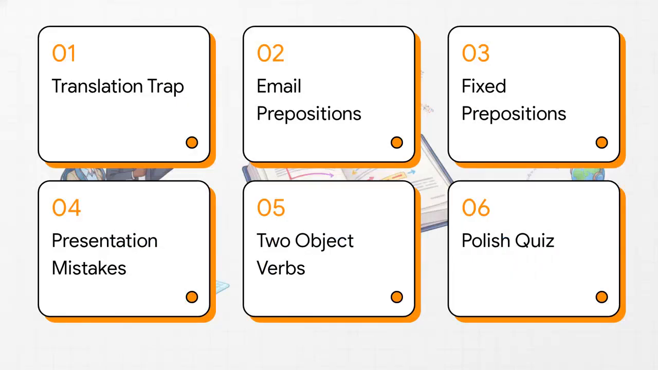Here's our study guide for the day. We're going to fix those sneaky grammar habits that trip us up in formal writing and business emails. We'll look at the direct translation trap, tricky prepositions, presentation slip-ups, two-object verbs, and we'll even do a quick quiz at the end to test ourselves. Let's get right into it.